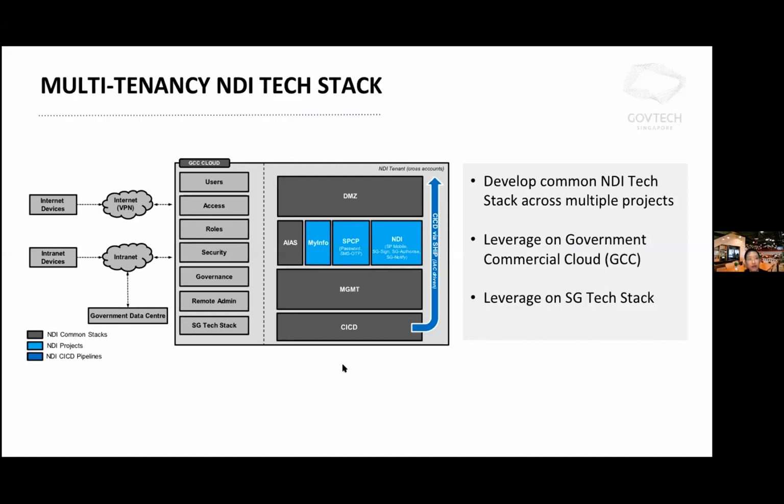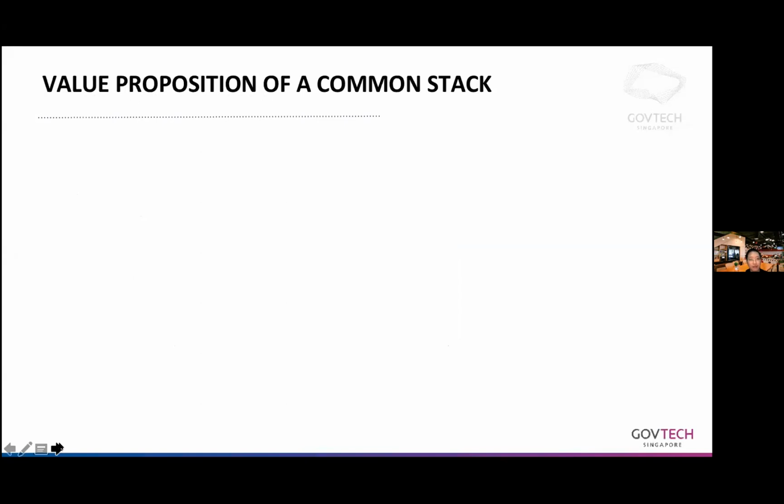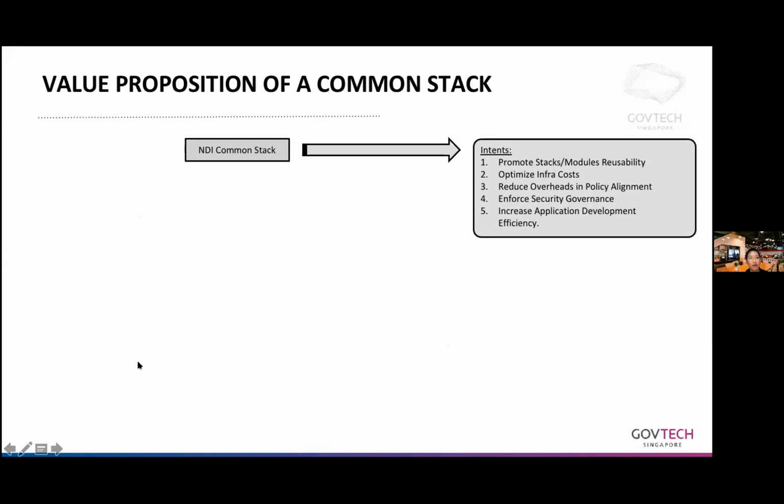For example, our design needs to address isolation of project configuration and workload instances. Project by project, we need to isolate the shared infra components so that when there's an issue, like a configuration change or a program bug in one project, it will not result in cascading failure to other projects. Common stacks help to set up a common pattern in infra and promote reusability across all NDI projects.